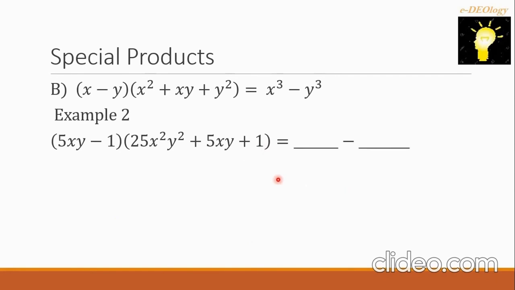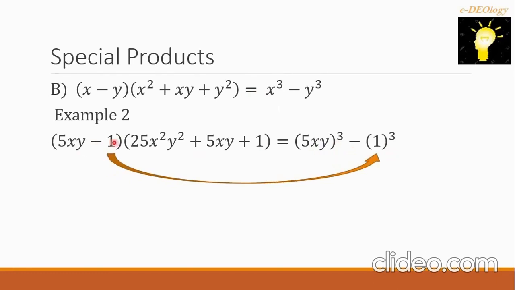In that case, we will go back to our problem. Then we will write the two blanks to represent the terms of the special product. For the first blank, I will copy the 5xy, then I will put power 3. Then followed by the negative sign, and then for the second blank, the 1 will be raised to 3. Then we'll just simplify. The 5xy raised to 3 becomes 125 x cubed y cubed, and then minus 1 cubed is 1. So this is our final answer.